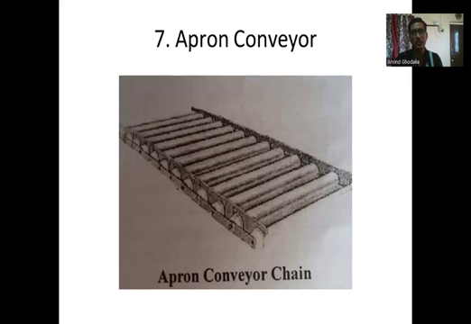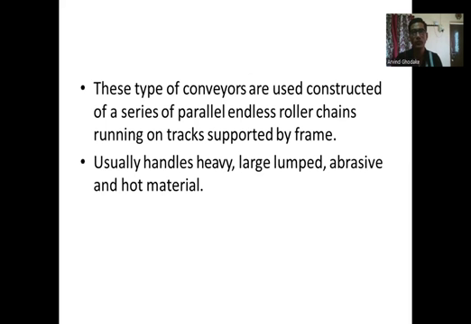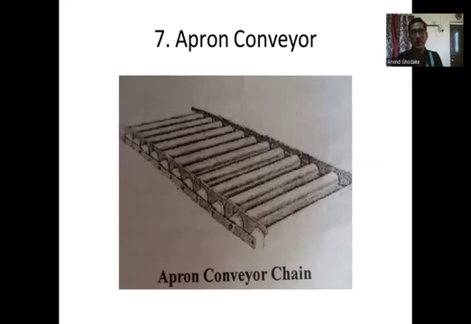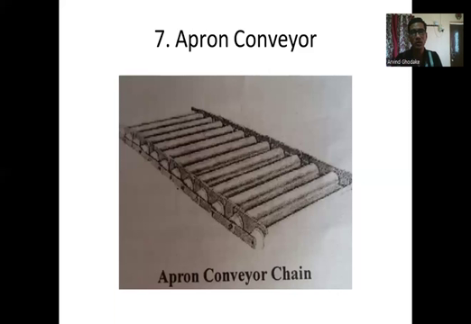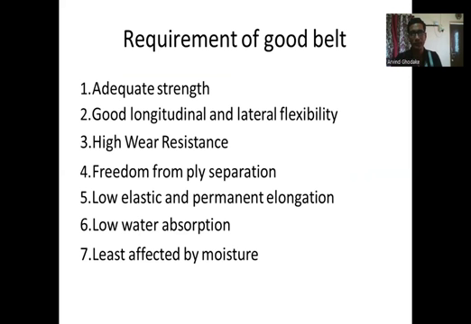Next one is the apron conveyor. You can see the apron conveyor in the diagram. These conveyors are constructed of a series of parallel endless roller chains running on tracks supported by the frame. In this diagram, a number of rollers supported by the frame are arranged in a series of parallel endless roller chains. The apron conveyor usually handles heavy, large lumps and abrasive and hot material.